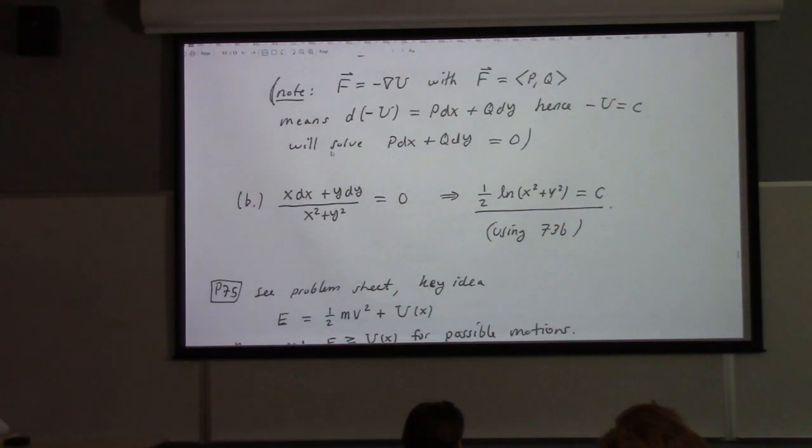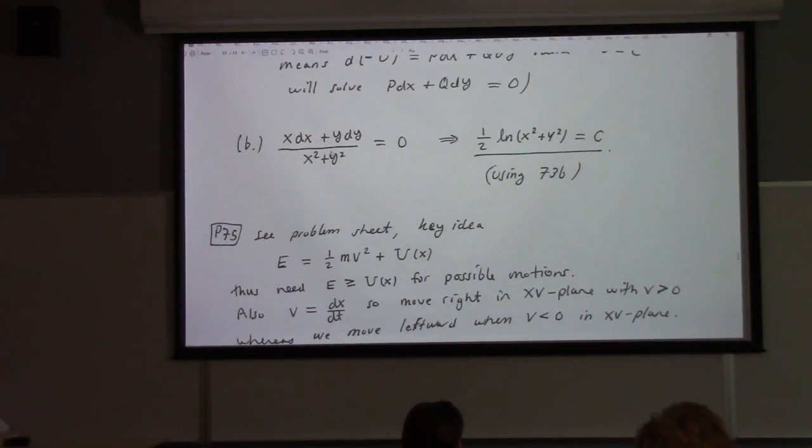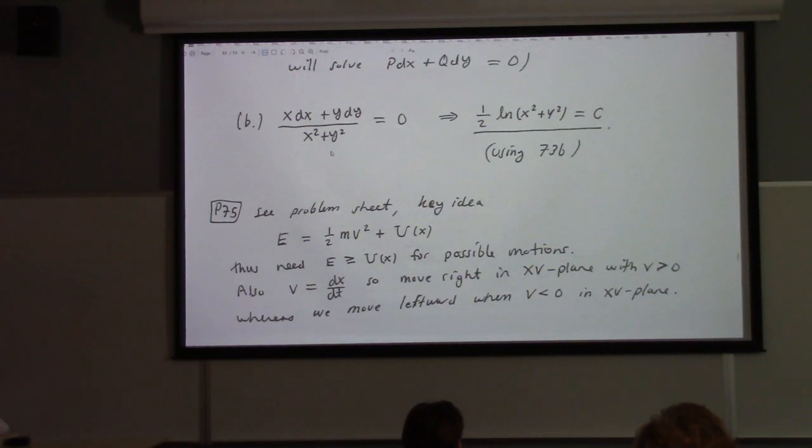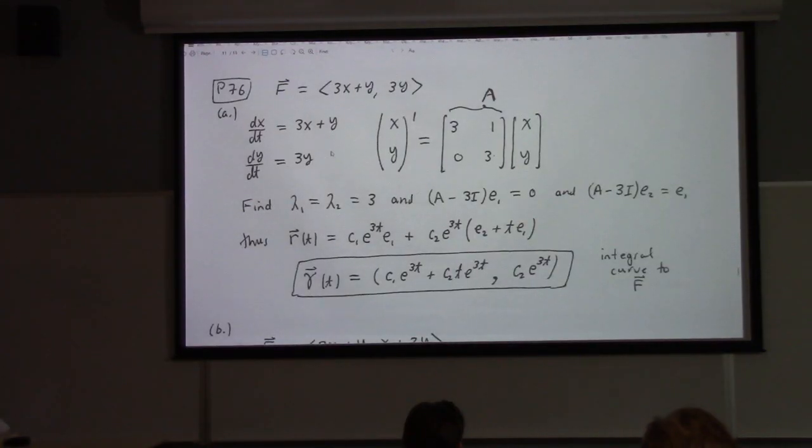All right. Now, problem 75. I say see problem sheet. That's not quite true yet. More on that in a minute here.